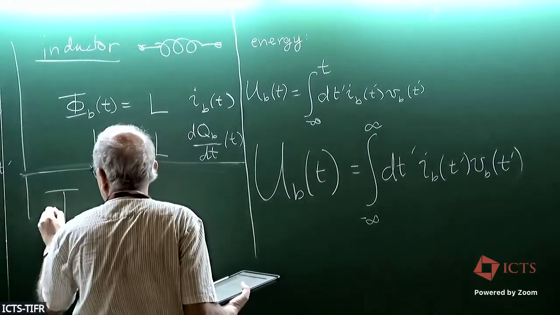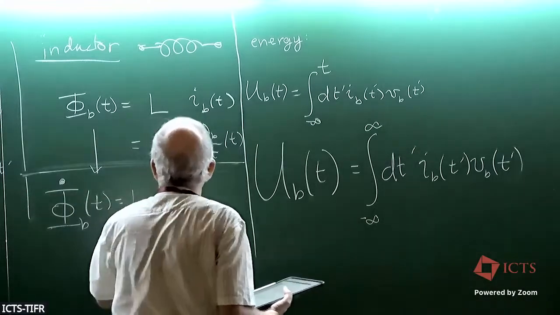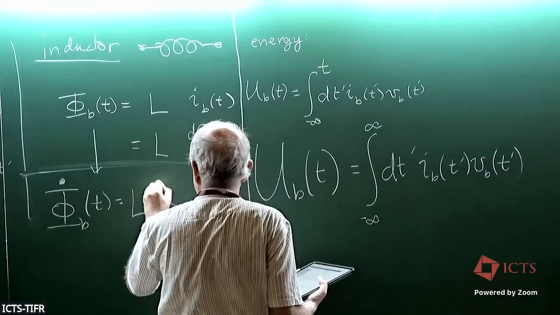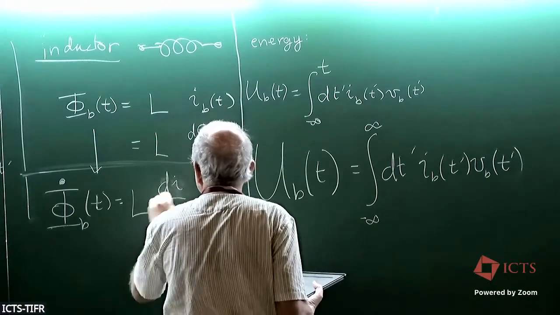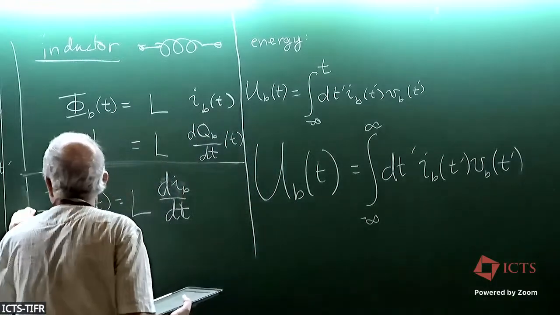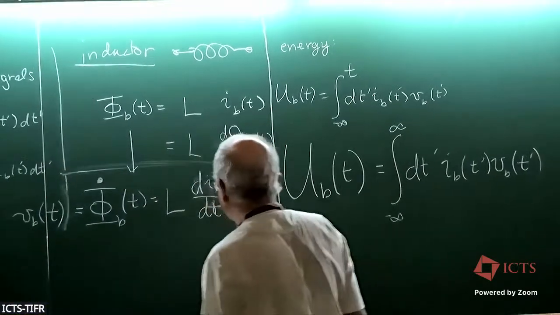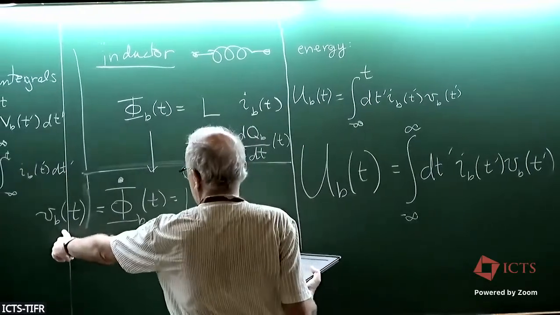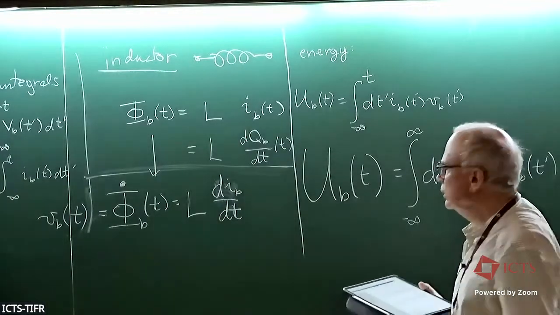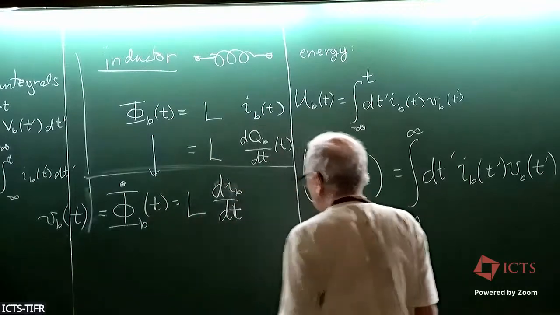So Phi_B dot, the time derivative, is of course L times dI_B/dt of the branch. Now this I recognize is indeed the voltage, V_B of t. So that's actually the form in which I would like it. So the voltage is proportional to the instantaneous time derivative of the current. That's one of the several equivalent ways of defining an inductor, with the linear coefficient L.